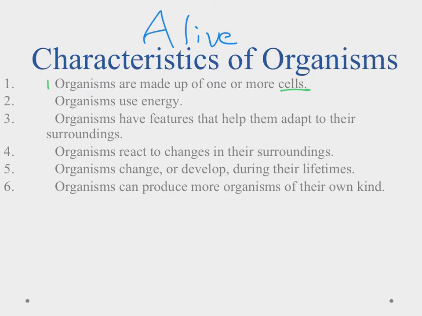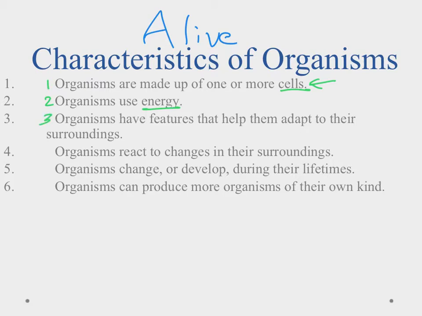Now, you can be a single-celled organism made of one cell or a multicellular organism like us that are made up of many cells. But the main thing is that you are made up of these cells. We'll talk about cells a little bit later in the class. The second is organisms use energy. They use it for a variety of processes, and we'll be talking about those in the class as well.